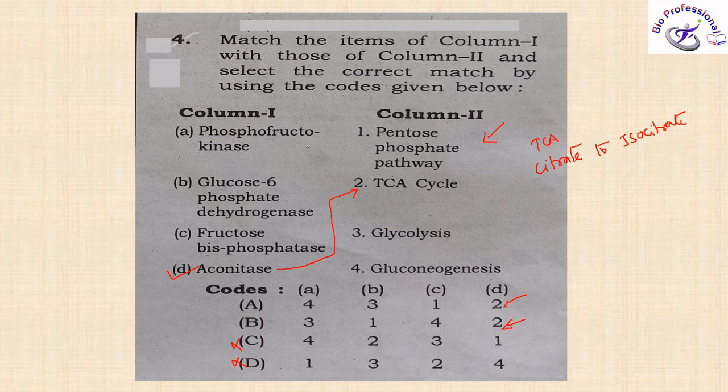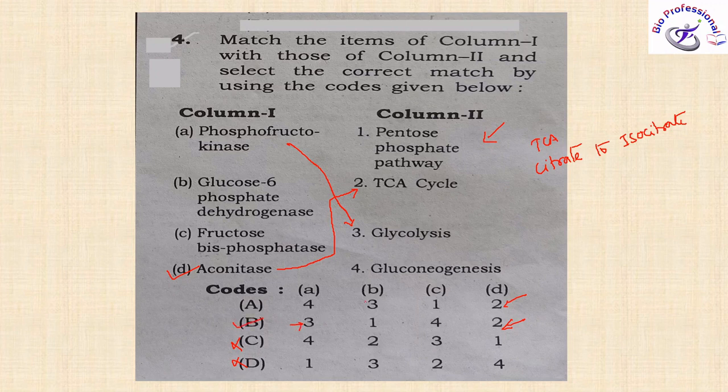So phosphofructokinase is an enzyme present in the glycolysis pathway, right? It converts fructose 6 phosphate to fructose 1,6 bisphosphate. So this is the third step in glycolysis. So A is 3. So we can now easily find the option. Correct option will be 2.